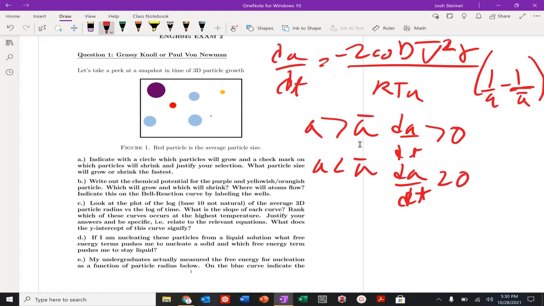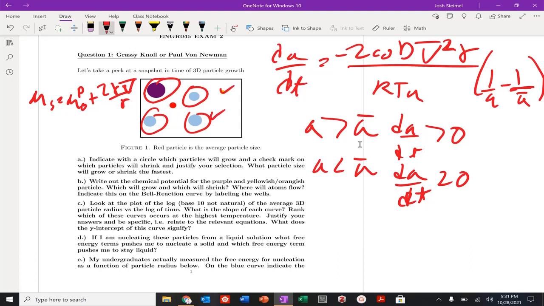The chemical potential of a sphere is equal to the chemical potential of an infinite plate plus 2 gamma v bar over r. If I flow from high chemical potential to low chemical potential, a large radius means small chemical potential. So these big particles, everything larger, are going to grow, and these particles are going to shrink. That's it.